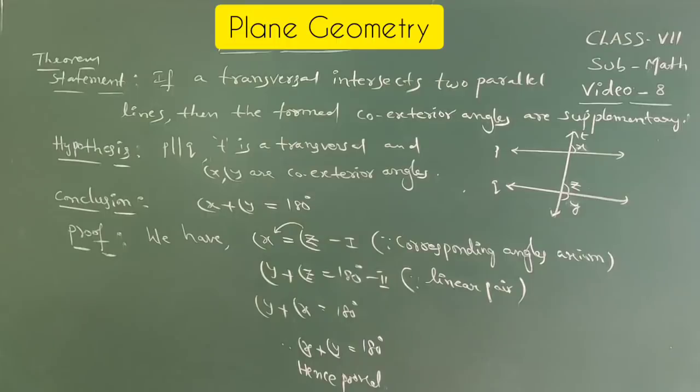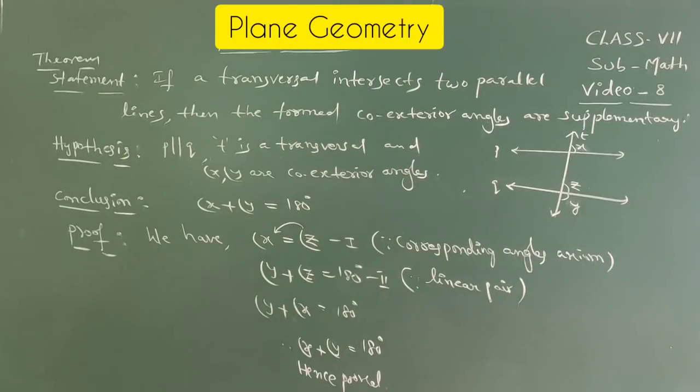We have X equal to Z because P and Q are parallel and D is a transversal, so the formed corresponding angles are equal according to Euclid's axiom. And Y plus Z equals 180 because Y and Z together form a straight line. Two angles forming a straight line means they are a linear pair. So Y plus Z equals 180.